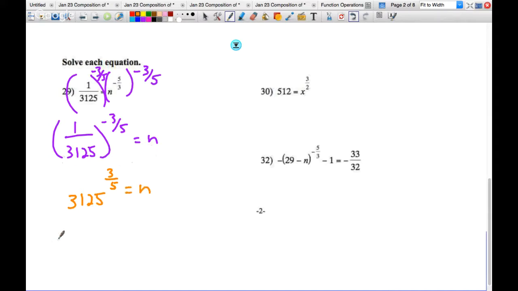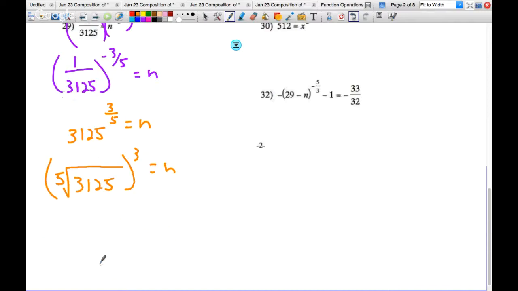And now we're going to rewrite this in radical form. So the 5th root of 3,125 all raised to the 3rd power equals n. The 5th root of 3,125. I'm just going to hit math 5 to do a 5th root, 3,125, and I get a 5. So the 5th root of 3,125 is a 5. 5 to the 3rd equals n. 125 equals n. And that problem there.